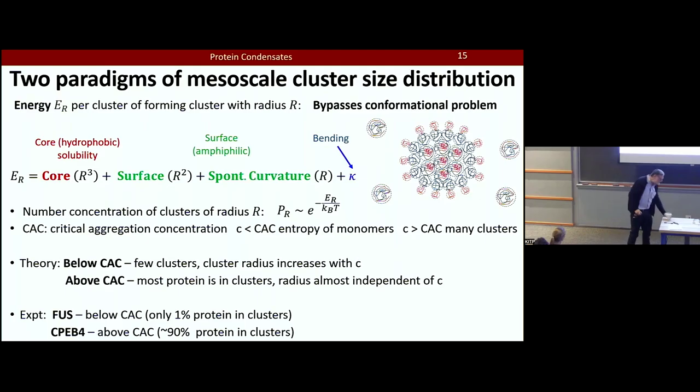The CPEB4 protein seems to be above its critical aggregation concentration. Most of the proteins are forming these clusters, and this 90% is gotten by quantitative analysis of these rotational diffusion times and the amplitudes in the EPR signal, as to how much protein is fast diffusing. Those are the monomers in solution, and the ones with slow rotational diffusion are in the clusters.